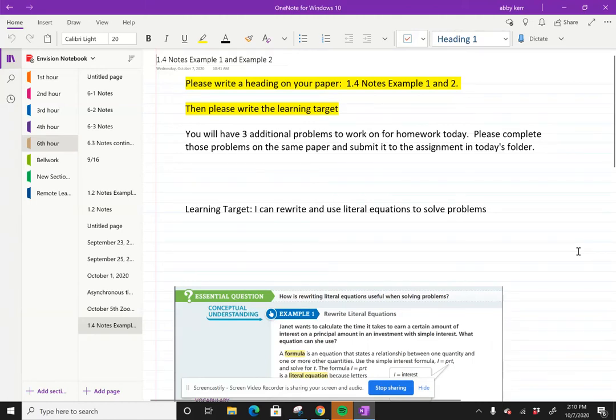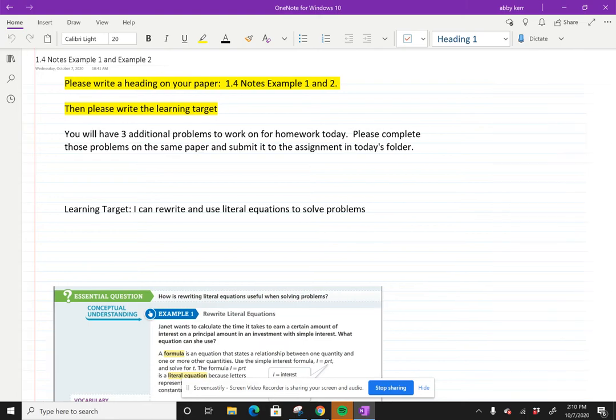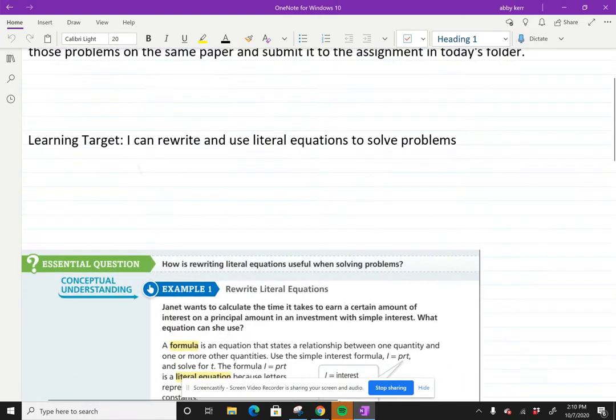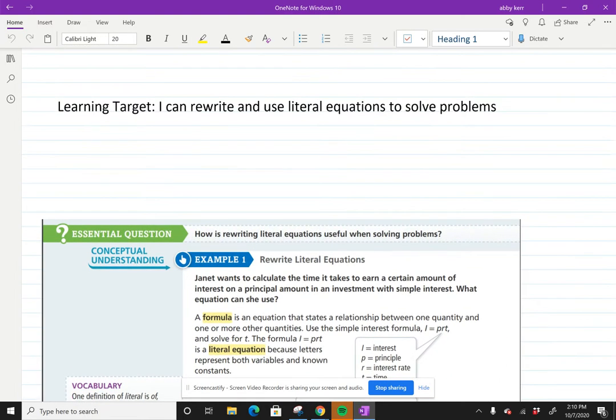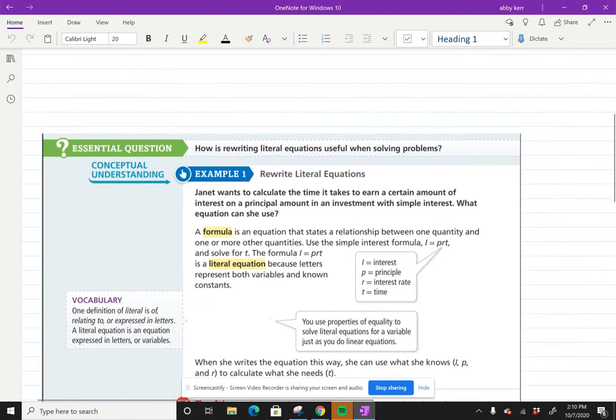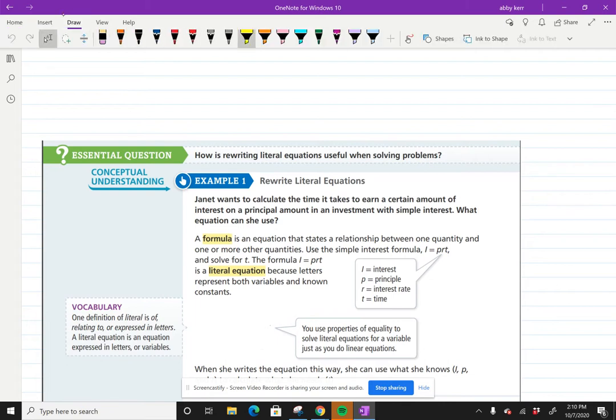Okay, in today's notes, we are going to go over topic 1.4, example 1 and 2. So the learning target here is I can rewrite and use literal equations to solve problems. On Envision, it says one definition of literal is of relating to or expressed in letters. So we're going to have an equation that has mostly letters. It says a literal equation is an equation expressed in letters or variables.